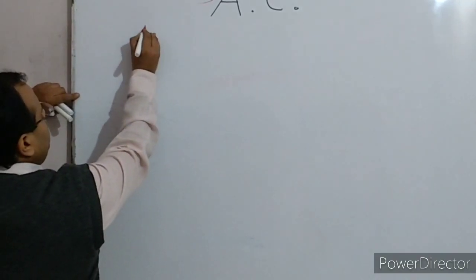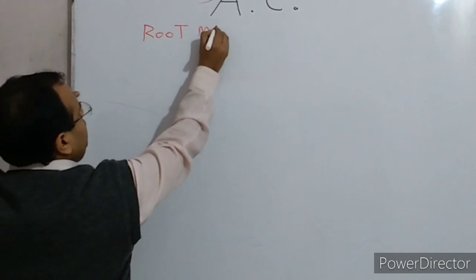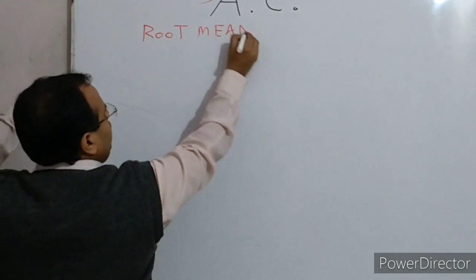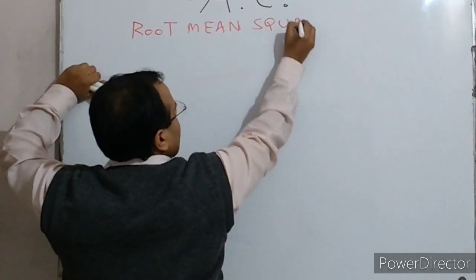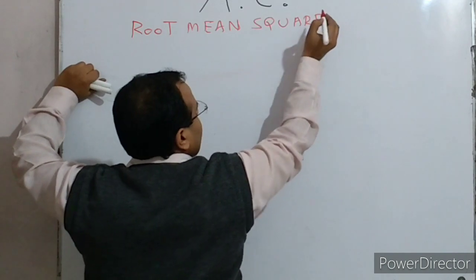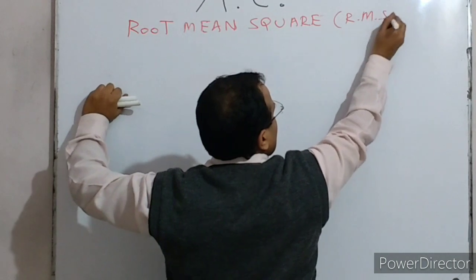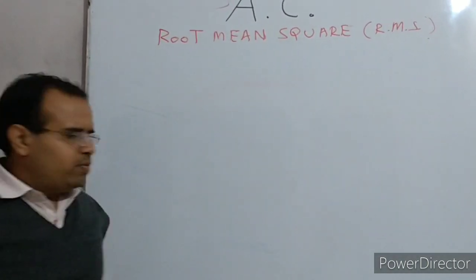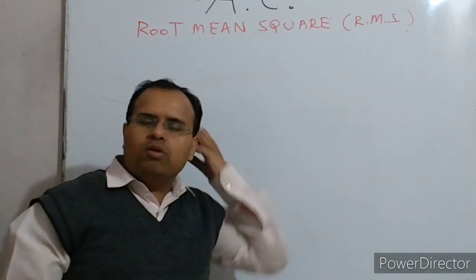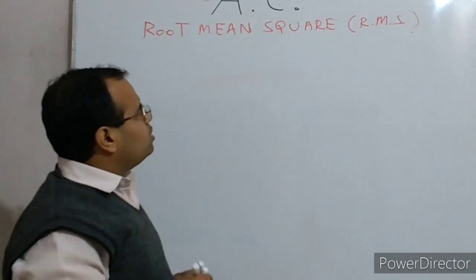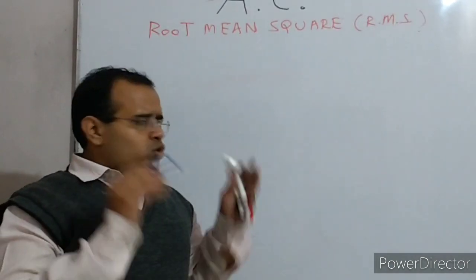If we are talking about the root mean square value of alternating current, root mean square. It can be written also as RMS, root mean square value. It can be written as RMS value. Okay, it is also called RMS value. So when we are talking about root mean square value, try to understand the root mean square value of the alternating current.